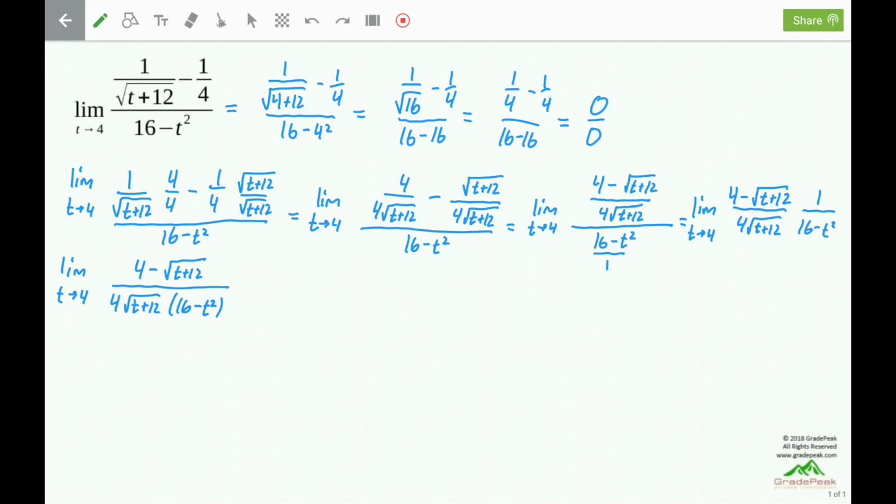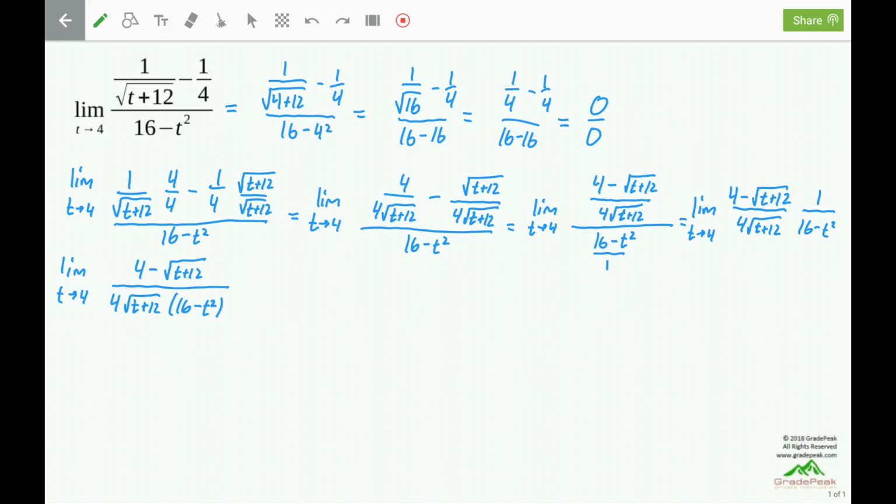Alright, so we've finished the common denominator. We should still have 0 over 0. The common denominator does not fix the 0 over 0, and that will continue to be the 0 over 0 indeterminate form until we cancel something out. If you plug the 4 in, we're still getting a 0 in the numerator. The square root of 16 is 4. And we're still getting a 0 in the denominator from the 16 minus t squared. 4 squared is 16. So we still have to continue to rework this.